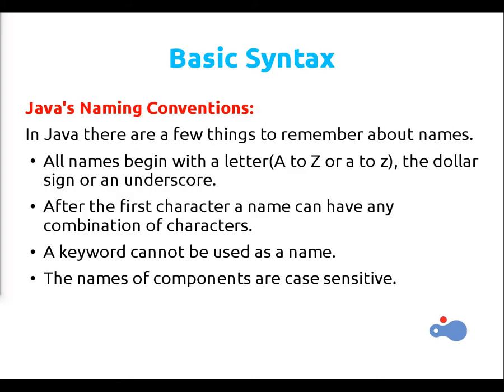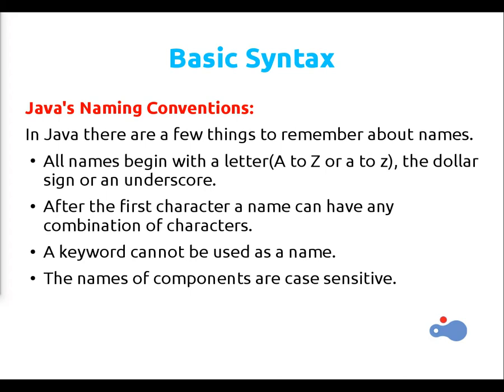Okay, naming conventions. In Java, there are a few things to remember about names. All names begin with a letter, uppercase A to Z or lowercase a to z, the $ sign or an underscore. So you can use a $ sign as the first character in a variable. You can also use an underscore. You can use it as a method name, a class name also. But that hardly ever happens, especially with the $ sign. I've never seen that before, but it's legal in Java.